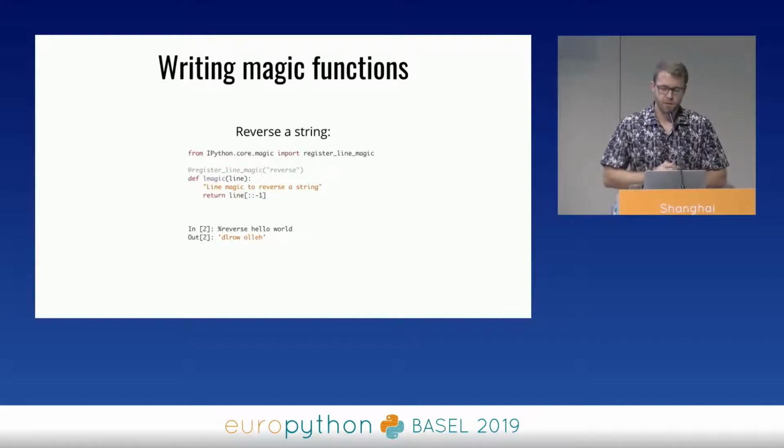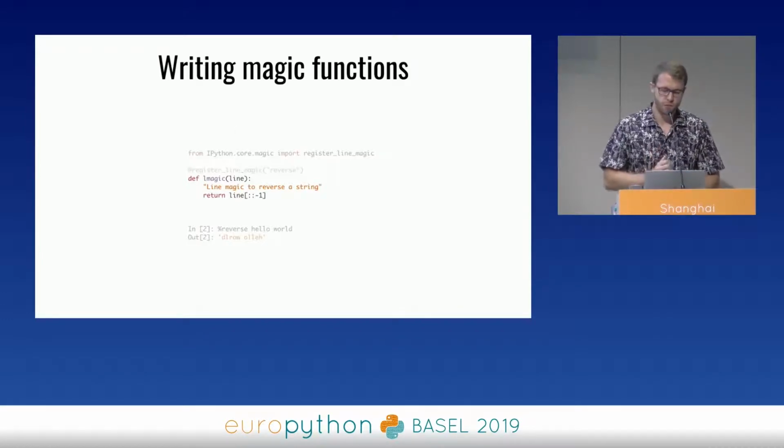So here, I'm creating a magic function that will reverse any string that I pass. First, we start with writing a function that takes an argument and returns the reversed version. Each line magic function should accept at least one parameter, the string that will be passed to that function when we call it.